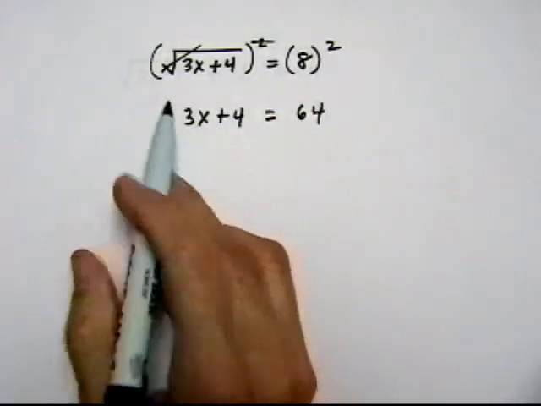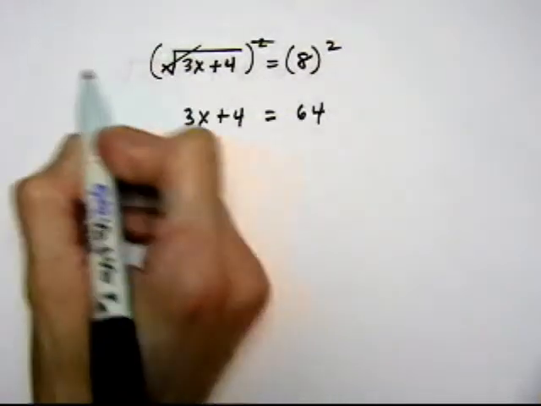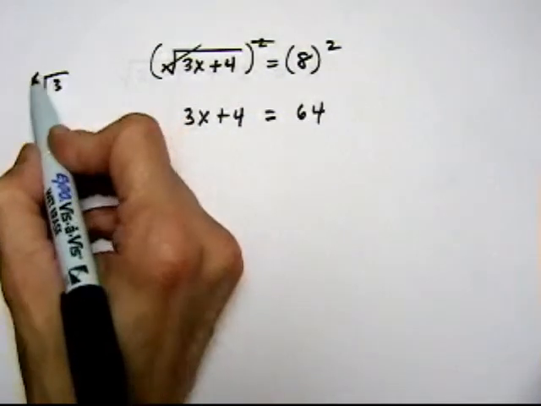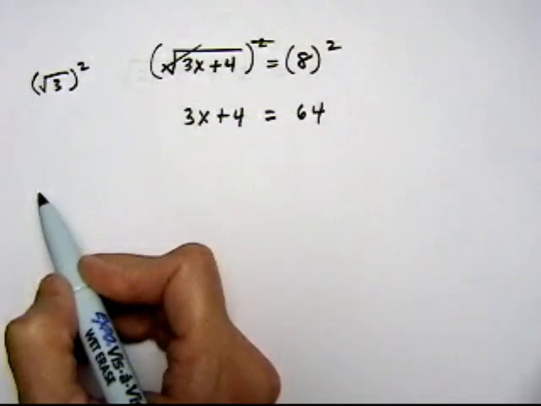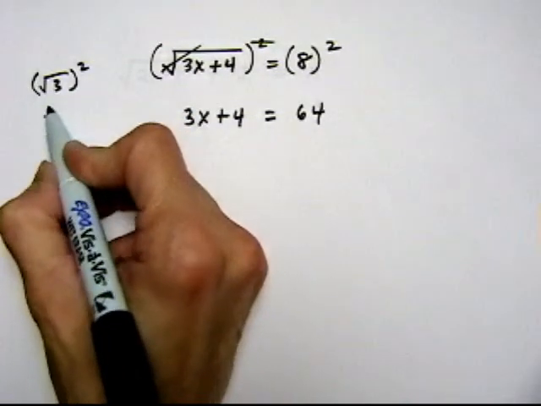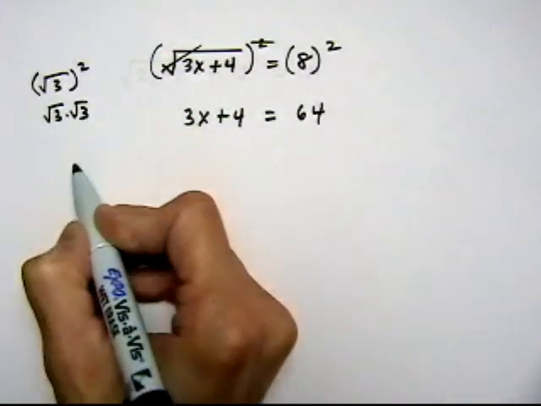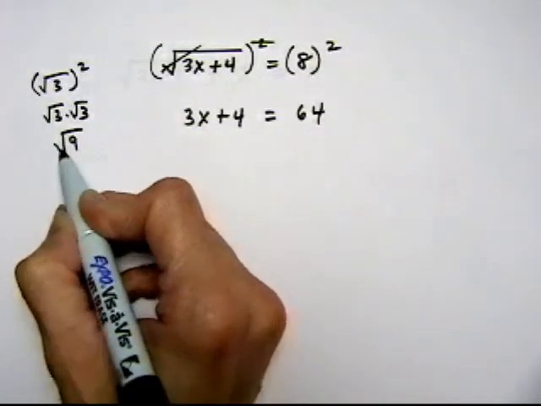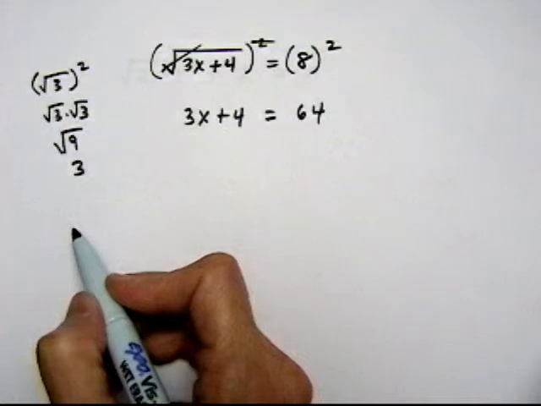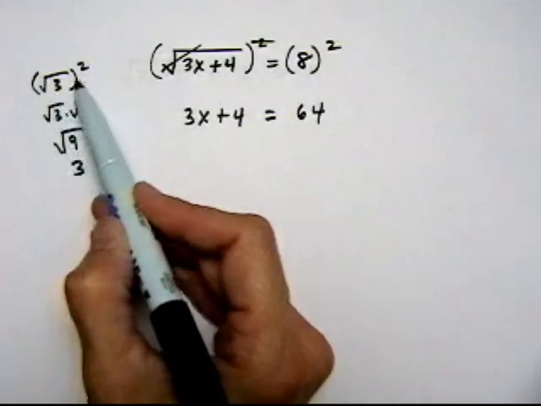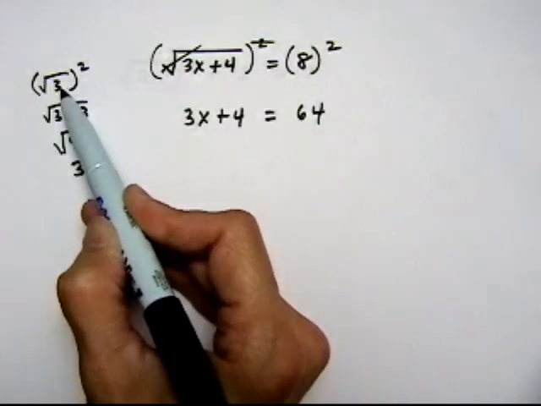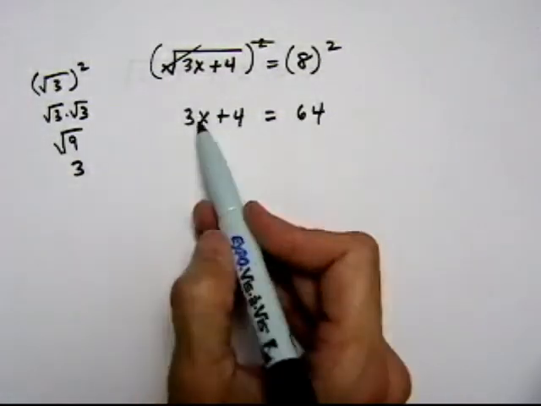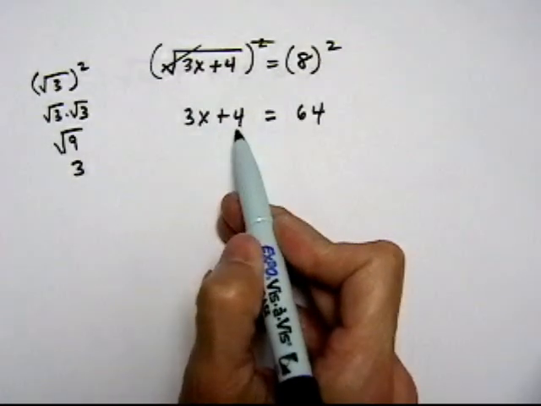Now if that looks a little bit strange, think of it this way. Instead of root 3x plus 4, let's say we had just root 3, and let's say we square root 3. If we square root 3, that's the same as root 3 times root 3, which is the same as the square root of 3 times 3, or square root of 9. And the square root of 9 is 3. So you can see that when you square a square root, you get the insides, the 3, out as your result. So that's why the result here is 3x plus 4.